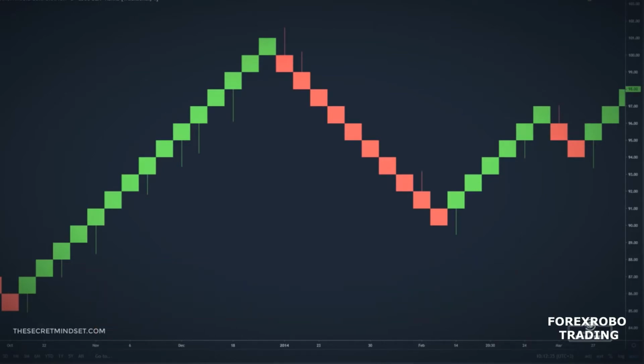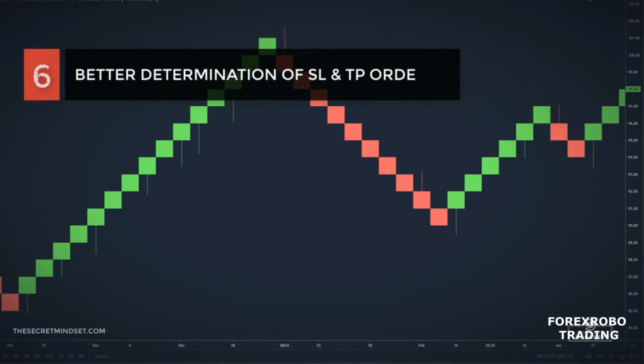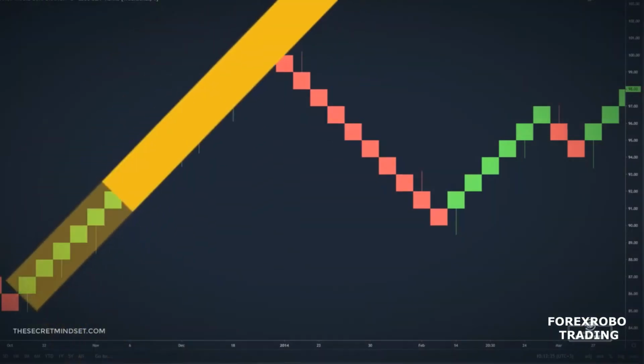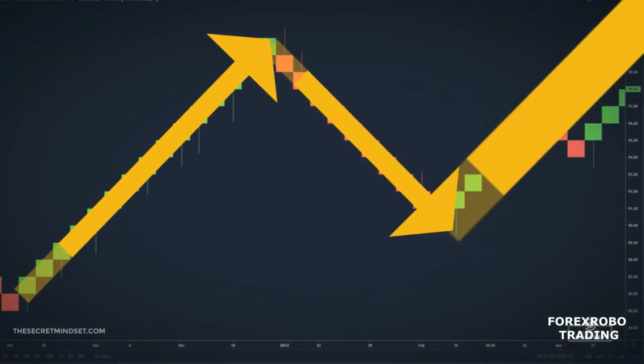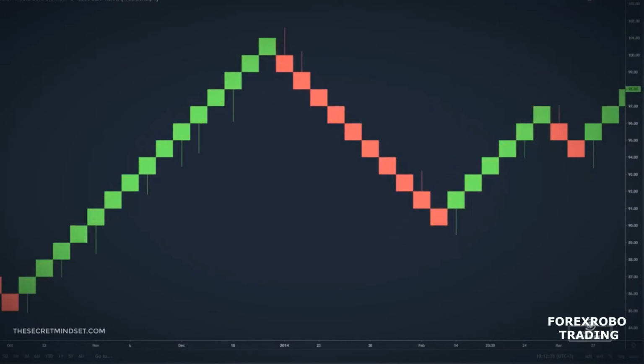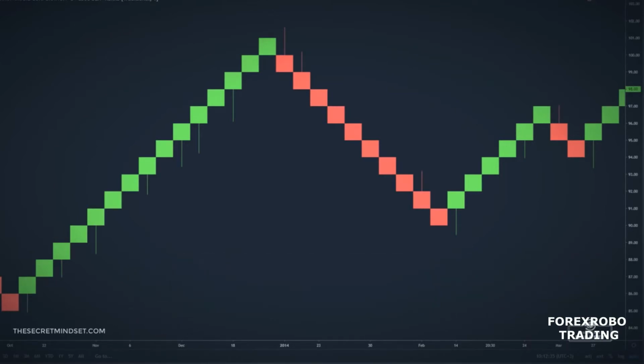One of the most important advantages of Renko charts is a better determination of stop losses and take profit targets. With Renko charts, it's very easy to place your orders based on the previous bricks. You just have to time your entry and make sure your orders are placed accordingly. Also, what I've noticed over the years is the fact that Renko trading minimizes overtrading and increases patience, which will make you a better trader overall.